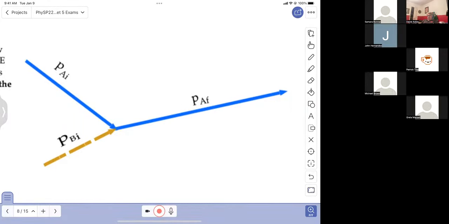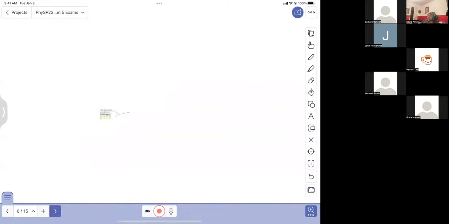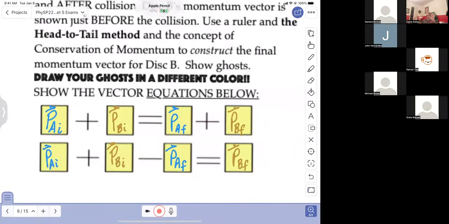So I've got to go in here and once again do the equations. First, just use conservation of momentum: PAI plus PBI equals PAF plus PBF, and there's nothing that'll cancel this time. So I just got to end up with what I'm trying to find, which is PBF, the final momentum of disk B. Simple algebra says I subtract PAF, so I'm going to add the PAI and PBI vectors and subtract the PAF vector, and then I'll give them my answer.